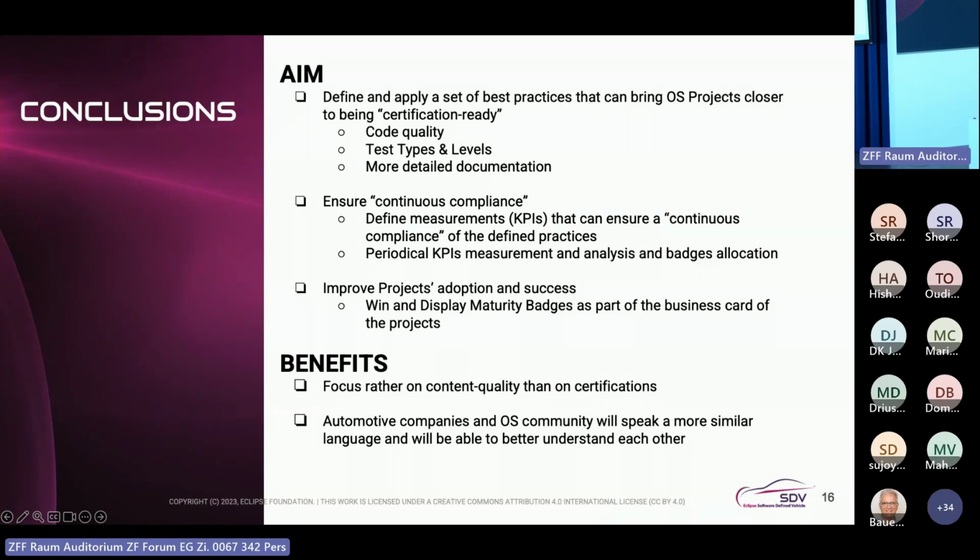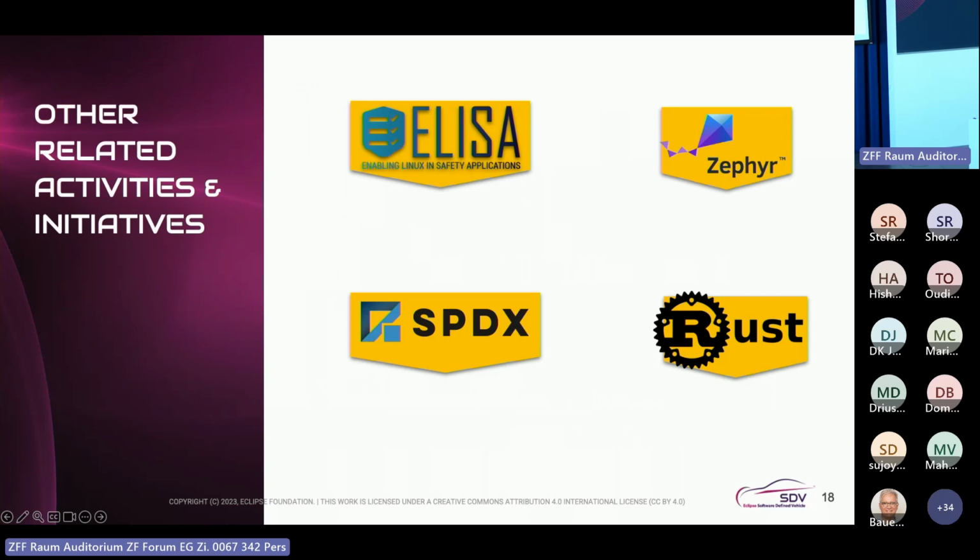So benefits to this would be, first of all, the focus would rather be on content quality than on the actual certifications. And again, I know everybody's crazy about certifications nowadays, but the content is what leads you to a certifiable product. And secondly, the automotive companies together with the OS community will be speaking the same language, which is going to be quite a big gap to overcome. And now I'm gonna get back to Daniel here to give us more examples about similar initiatives in the world.